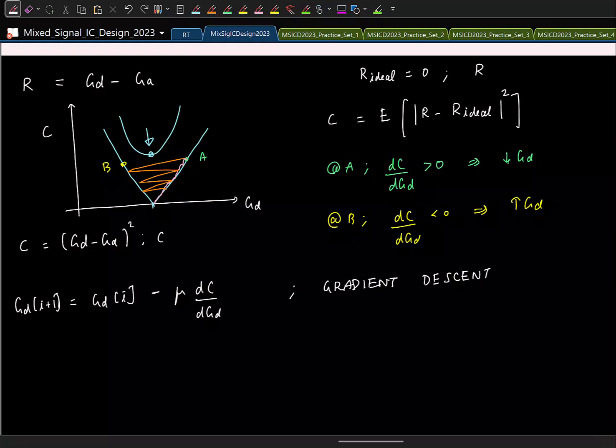If I take the slope, what do I get? 2 times GD minus GA. And GD minus GA is R. So this is basically 2 times R. So if I use the mean squared error as the cost function, the update modifies to GD of i minus mu times twice this. I can take it as mu by 2 here, so the 2 cancels, and here I have R. This is the mean square error minimization, called the least mean squares or LMS.